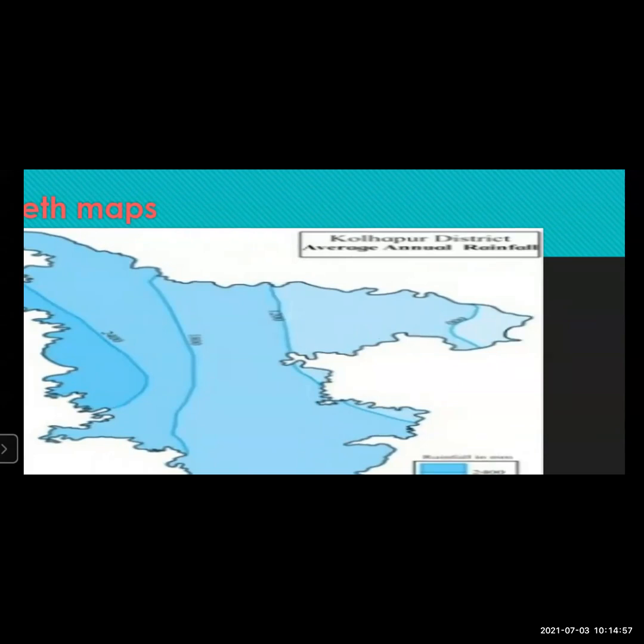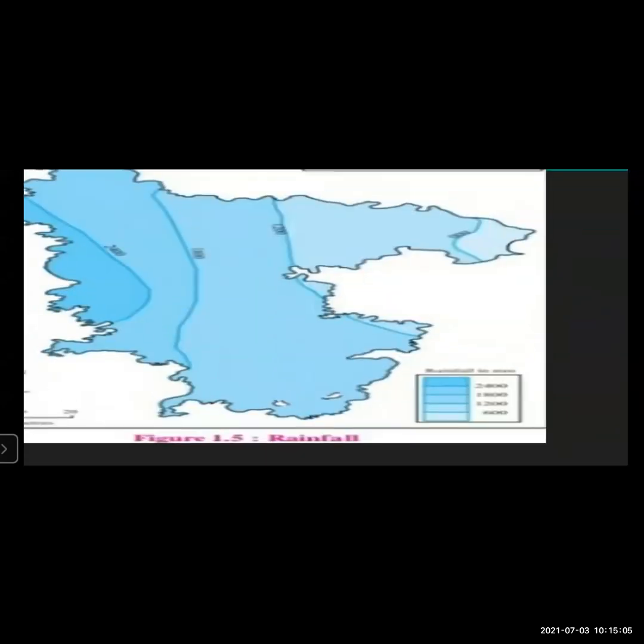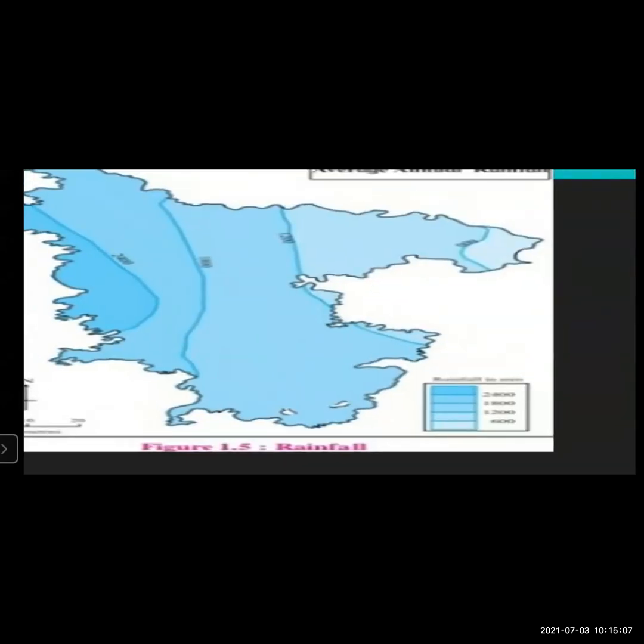Now, which class shows the low rainfall category? The class which we have to find out. For the class you have to go to the index. Here the last class is 600 millimeters. You have to write 0 to 600 millimeters. This class shows the low rainfall. Then, next question is question number 4.